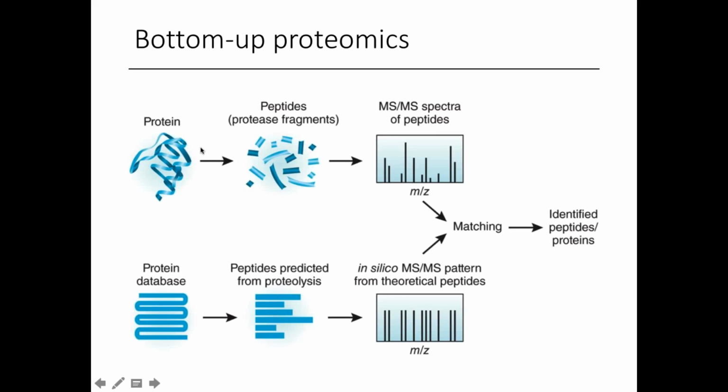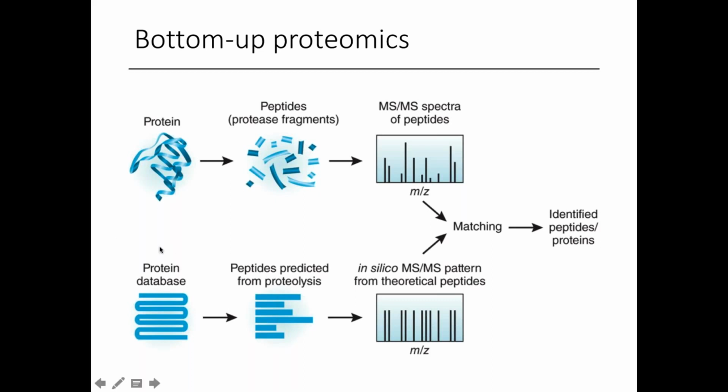So let's review how bottom-up proteomics works. First you have a protein, and the first step is to use a protease to digest it into fragments, into tryptic peptides if you use trypsin, the most used protease. Once digested, these tryptic peptides are separated and then sampled by the mass spectrometer, and then we get the MSMS spectra of peptides. The most used search algorithm for this is the database search engine.